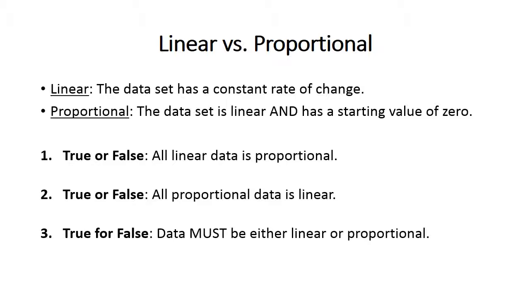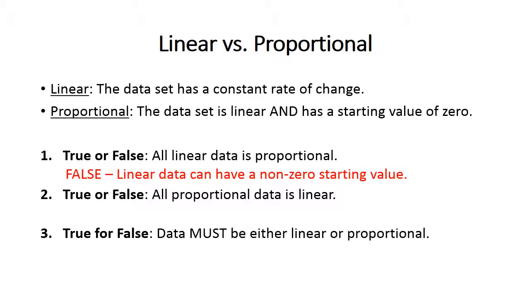The first one, true or false, all linear data is proportional. That is a false statement. Linear data can have a non-zero starting value, which would make it not proportional. So we can have a straight line graph that doesn't go through the origin.